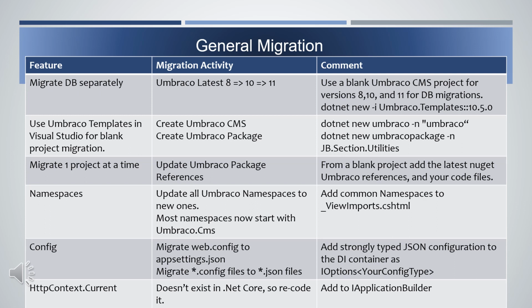HttpContext.Current is a popular property used in the .NET Framework, but it's not available in .NET Core. But with a little manual coding, this is reintroduced in the migration to avoid refactoring some code.